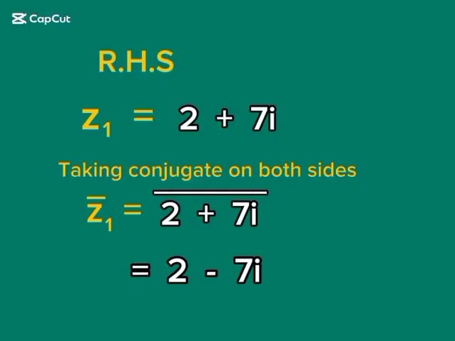Now we solve the right-hand side. First, we find z1 conjugate. After that, z2 conjugate. Then add z1 conjugate and z2 conjugate. First, find the conjugate of z1. z1 is equal to 2 plus 7 iota. To find its conjugate, change the sign of the imaginary part. Therefore, the conjugate of z1 is 2 minus 7 iota.